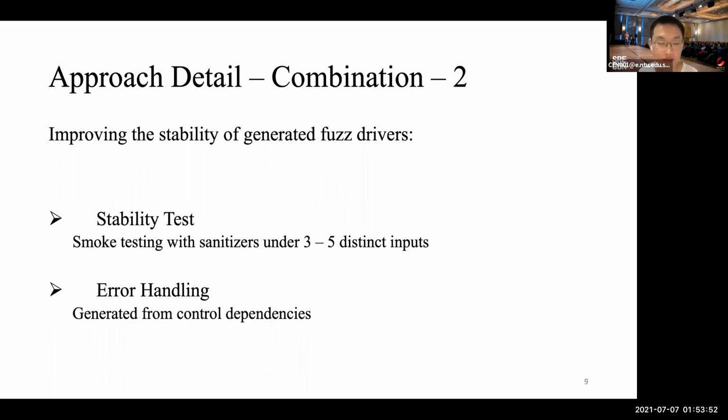APICraft also uses learned control dependencies to generate error handling stubs for some API function calls. This technique significantly improves the stability of generated fuzz drivers.